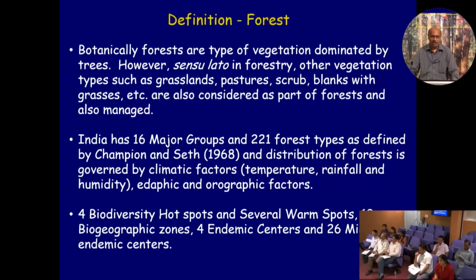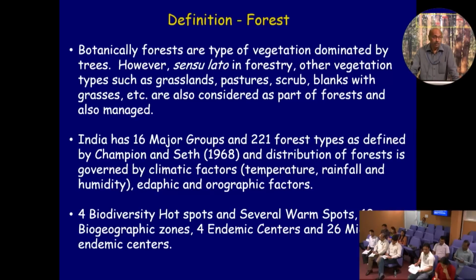So, we take little flexibility in defining this thing. And we have, Champion and Seth has already defined 221 types of the forest or sub forest types. That means we have a great variability in the forest types of India, 221. We have done a study on biodiversity characterization. We have been able to do around 121 forest types using satellite data. You cannot do all forest type mapping as per Champion and Seth classification. It's a big challenge. It's a very big challenge actually.